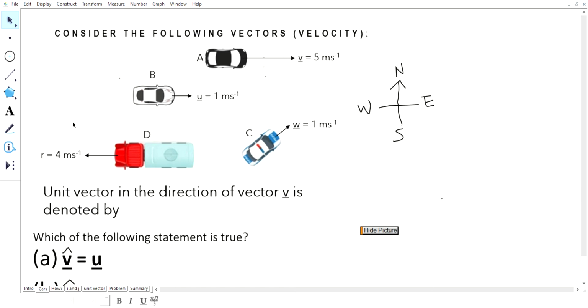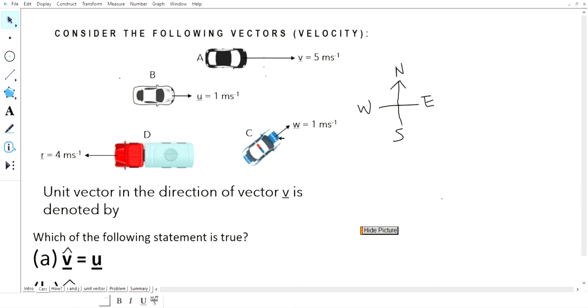Vector V and vector R are not unit vectors because their magnitudes are not equal to 1 unit. So what is a unit vector? A unit vector is a vector with magnitude of 1 unit. Let's compare the direction of unit vector U and unit vector W with the direction of vector V.